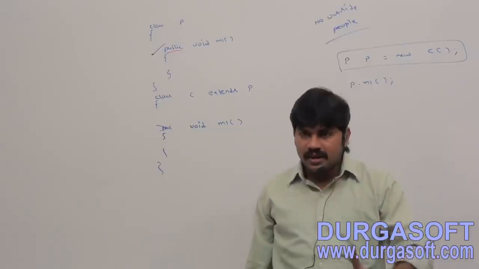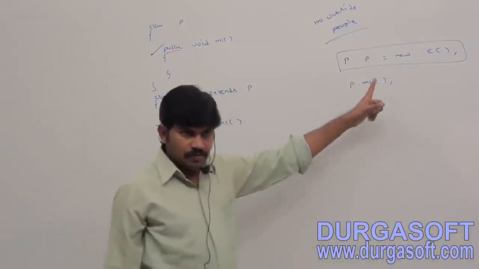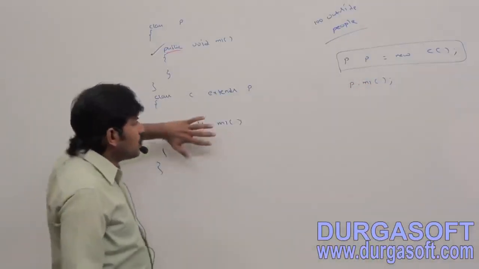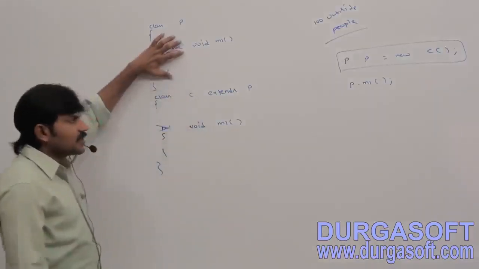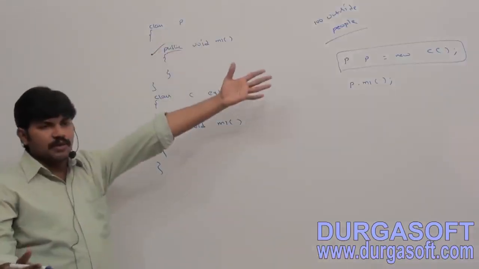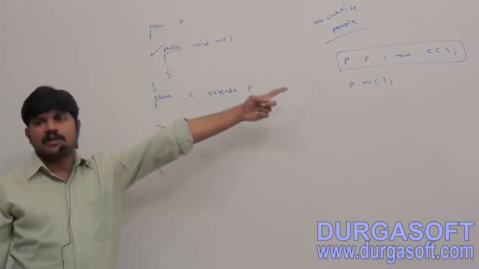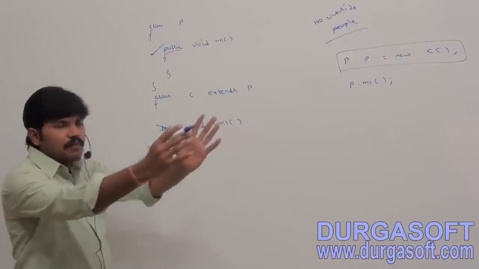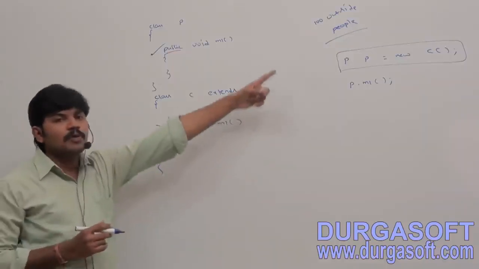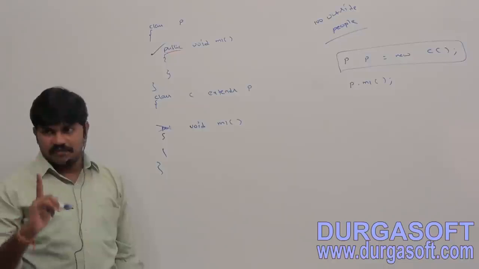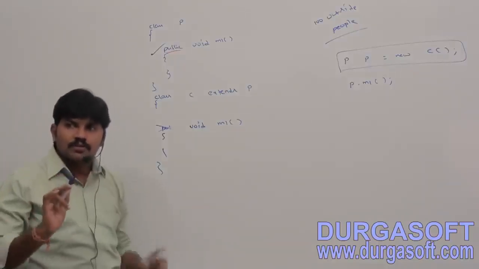Our overriding should not affect outside people. Are you getting that? Without overriding, this method is accessed by several outside people. After overriding, this method should also be accessed by the same set of people. If possible, more people can access it, but the people who are already accessing should not be affected. So like that we have to override.